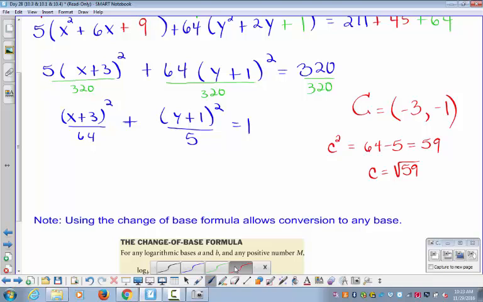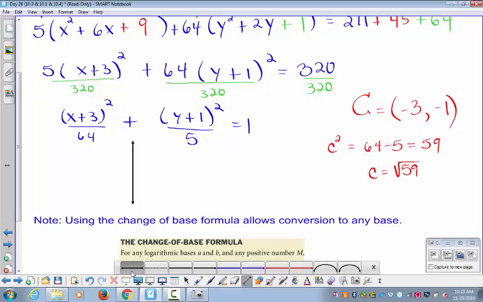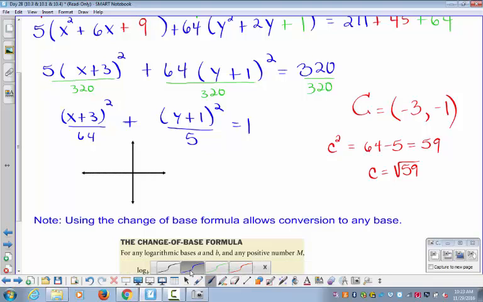It didn't ask us to graph this, but if we wanted to graph it, we could graph it now. The center is negative 3, negative 1. There's our center right there. And then how far left and right do we go from the center? How far left and right?